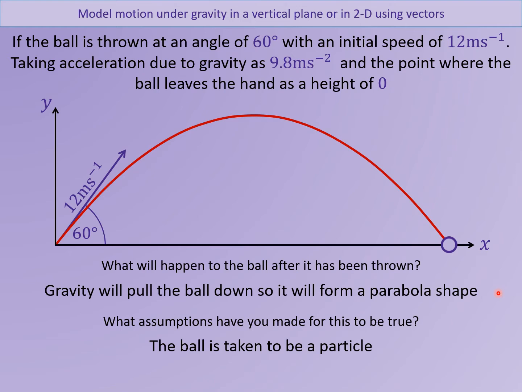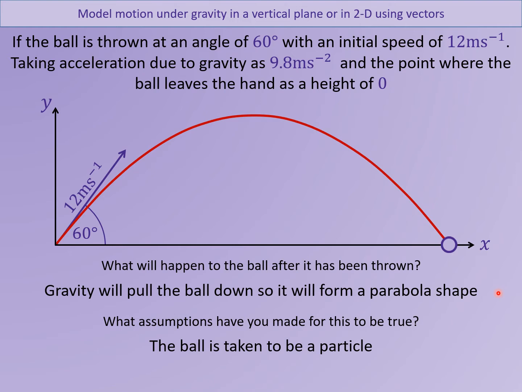And there are a couple of reasons why, in this case, we take it as a particle. One of the situations is that you don't have to worry about its size at all. And if you don't worry about its size, that means you don't have to work out its center of gravity. It means you don't have to worry about things like spin.